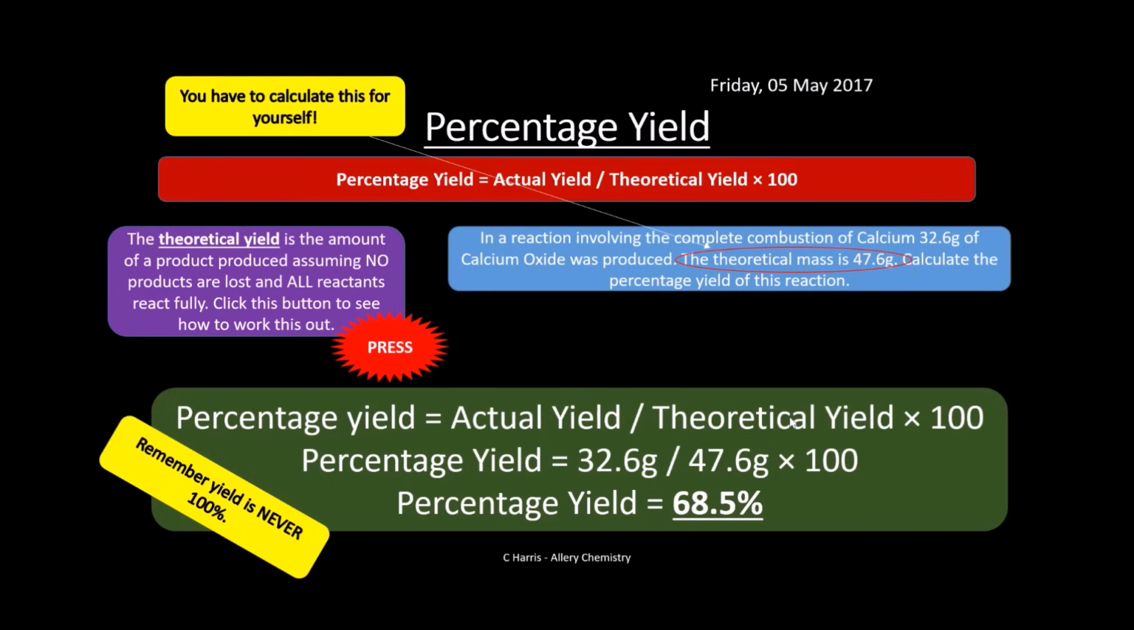Okay, remember, yield is never 100%. When you do these reactions, you always lose some reactants or some of your products may be lost. If it's a gas, for example, it might escape. Not all of your reactants might have reacted. Or if you transferred it from beaker to beaker, you might have lost some. So yield is never, in fact, 100%. But we need to know what we're going to produce theoretically.